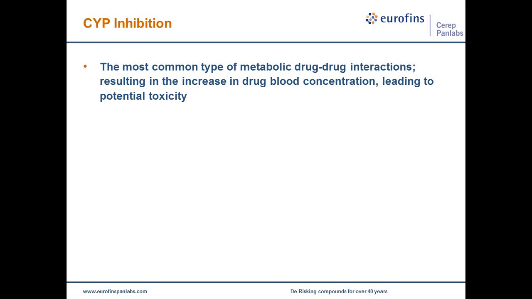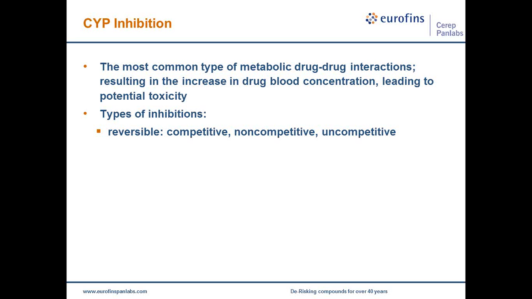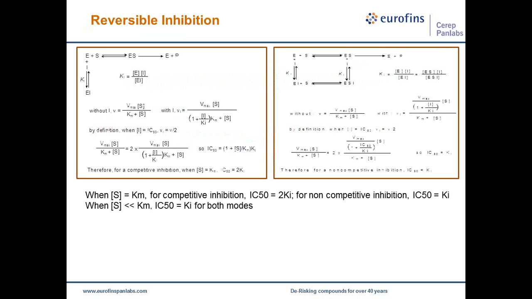So here again, we will talk about CYP inhibition. CYP inhibition is the main cause of metabolism-based DDI. And commonly there are two types of inhibition. One is reversible. The other one is irreversible. There are different modes of reversible inhibition. Some inhibitors compete with substrates for the active site, causing competitive inhibition. Some inhibitors bind somewhere else and do not compete with substrates for the active site, but still affect enzyme activity. So those are non-competitive inhibition.